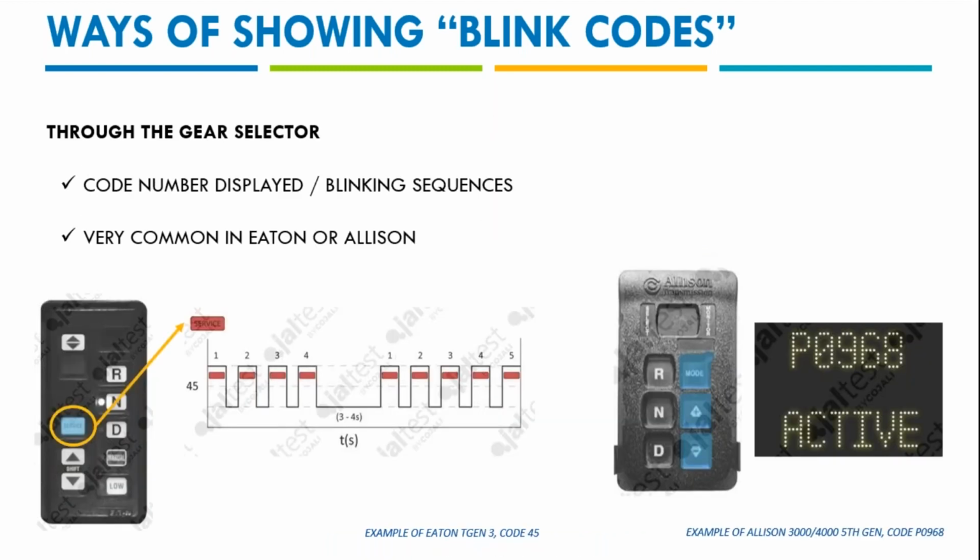Then we can also find these blinking codes through the gear selector. It could be either with a code number displayed or through blinking sequences. This one is going to be very common in Eaton or Allison transmission systems. Okay, so let's jump now into the JALTEST software so that we can see some examples for each of them and also explain step by step how to find the manual diagnostics option within the program.